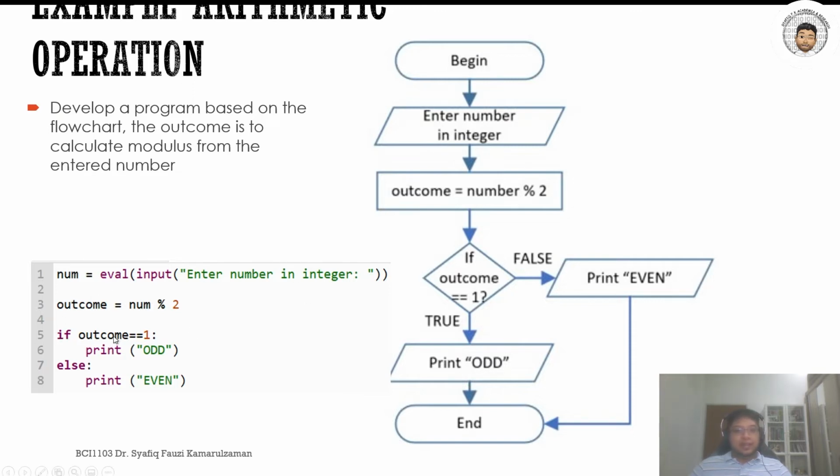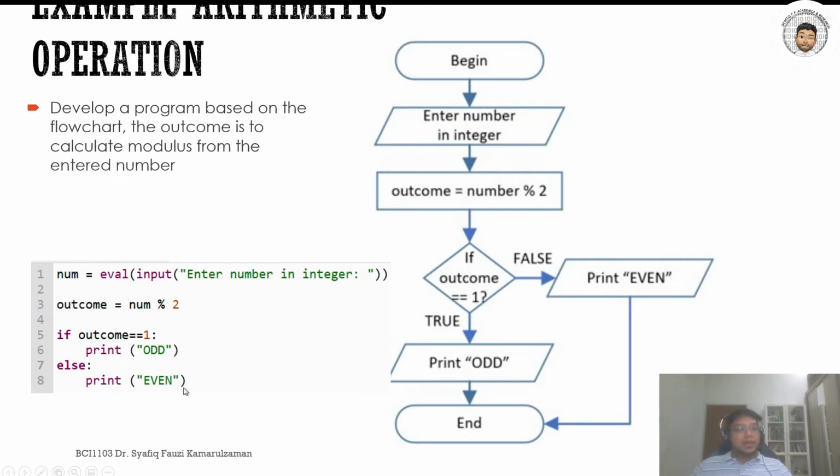It's not that difficult. num is equal eval input, enter number in integer. Outcome is equal num modulus 2. This is where we want to find out whether it's odd or even. When you have modulus, if it's odd, usually the remainder is 1. If it's even, the remainder is 0. So if outcome is equal 1, print odd, else print even.